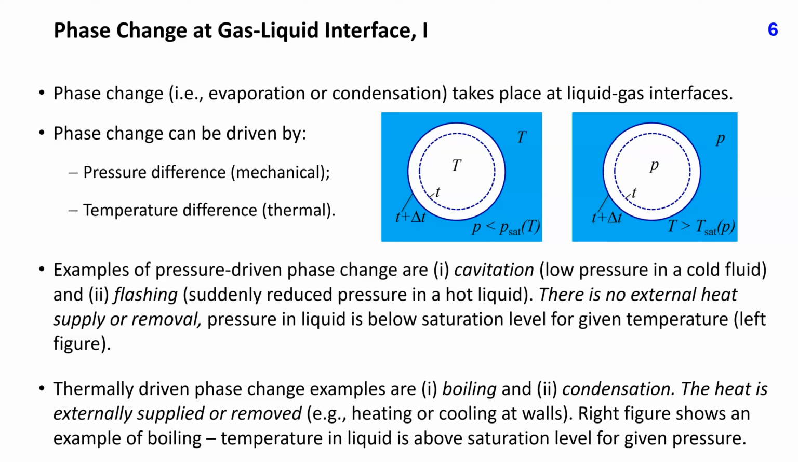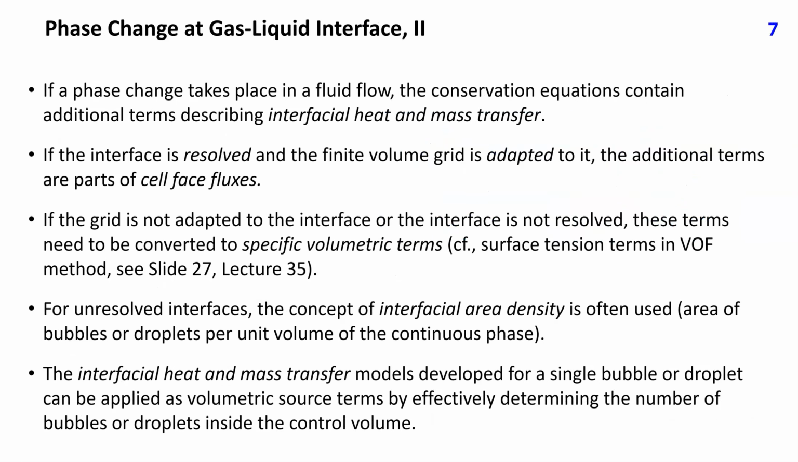Thermally driven phase change examples are boiling and condensation. The heat is externally supplied or removed, for example, by heating or cooling the walls. This figure shows a growing vapor bubble as an example of boiling. Temperature in liquid is above saturation level for given pressure.